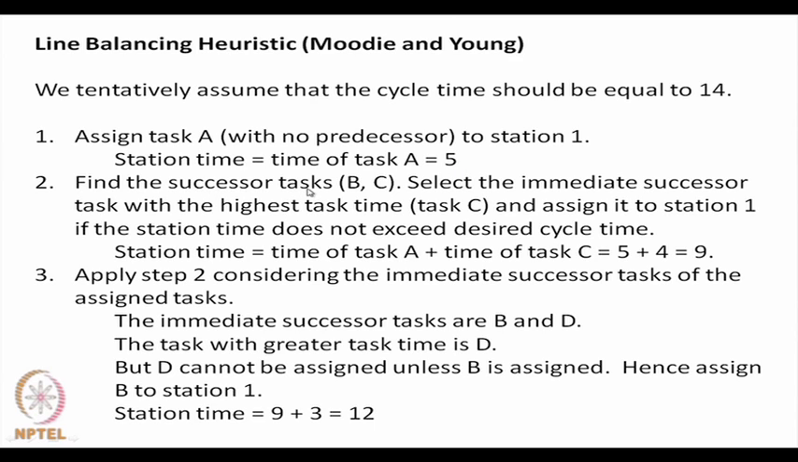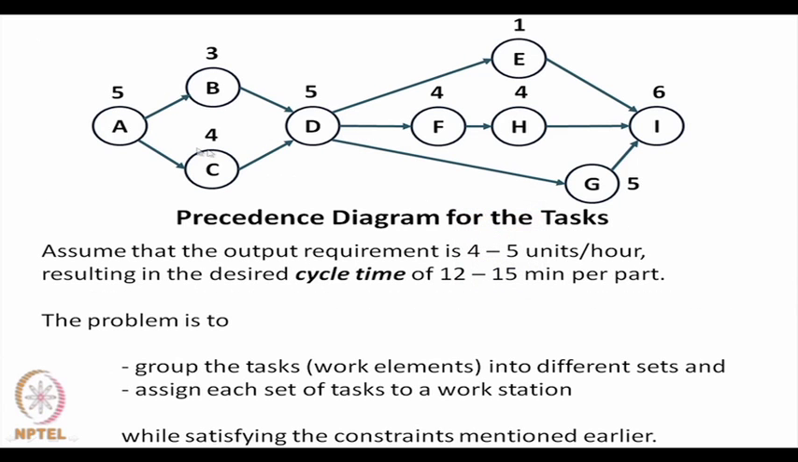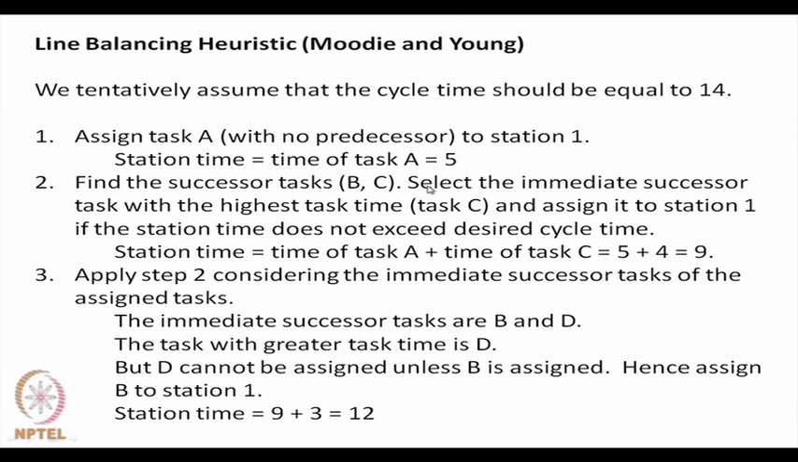Now, find the successor tasks B and C. Look at this diagram. After A is complete, B and C are available, B with 3, C with 4. The heuristic says find, out of these B and C, the task with the highest task time. In this case it is C, which has 4 minutes. Assign that also to station 1. So, the station 1 total time becomes 5 minutes for A and 4 minutes for C, making it 9 minutes.